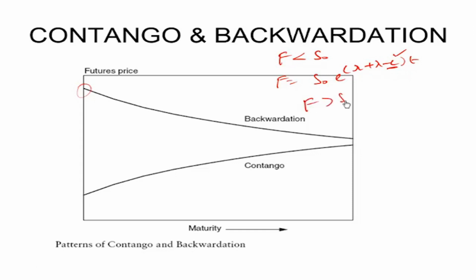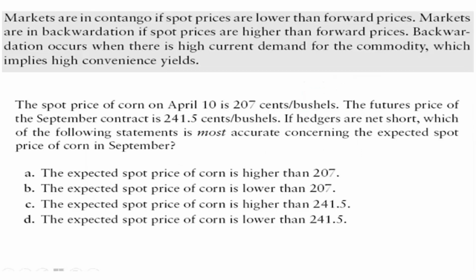If F is greater than spot, then we say the commodity is in contango, or the convenience yield is not high enough to outdo the risk-free rate and the storage costs. In that case, the forward price would be higher than the current spot price. Contango and backwardation. Markets are in contango if the spot prices are lower than forward prices. Markets are in backwardation if spot prices are higher than the forward prices. Backwardation occurs when there is high current demand for the commodity, which implies high convenience yield.